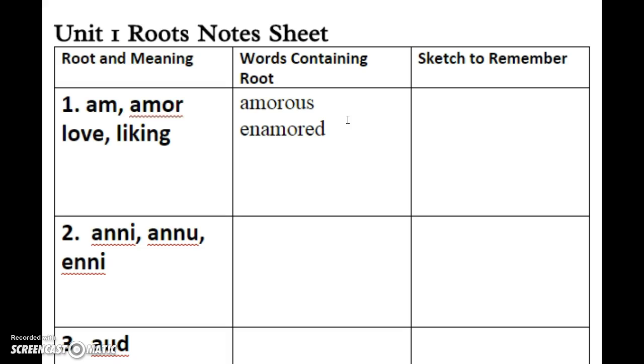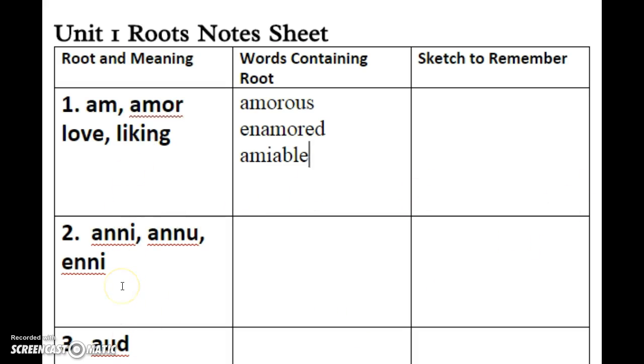And then the last one is more on the liking side, and that word is amiable. If somebody is amiable, it means they are able to be liked. They're likable. I'm going to have you pause the video at this point, and then in this box make a little sketch that will help you remember that am, amor means love, liking, and then go on to number 2.